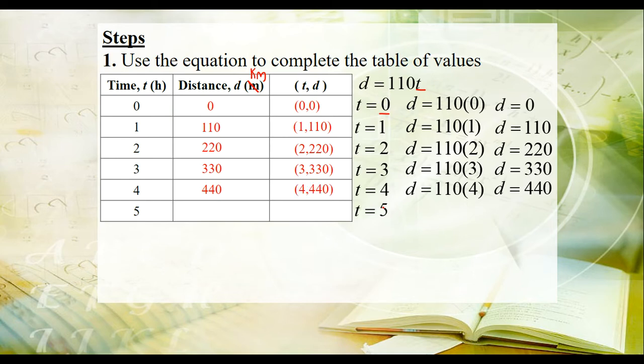And the final value, plug in a value of t equals 5. So that'd be d is equal to 110 multiplied by 5. 5 times 110 would be 550 kilometers. And then your ordered pair would be 5, 550. Okay, so that's step one. We use the equation that's given to actually complete a table of values, and now we have data that we can actually plot.